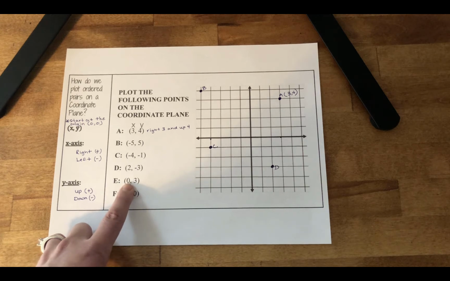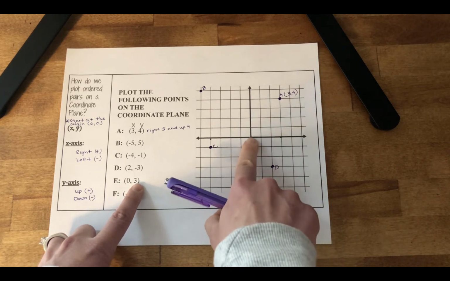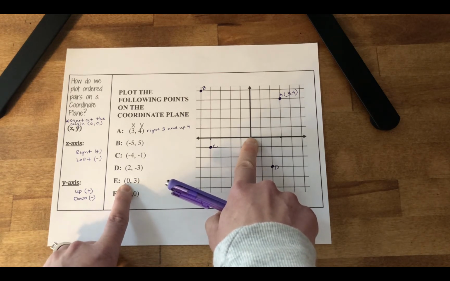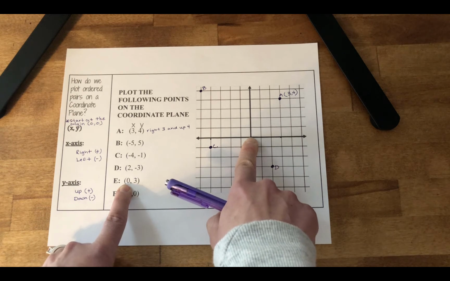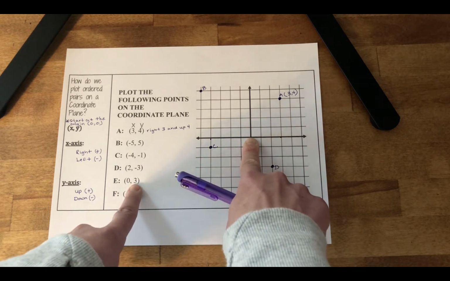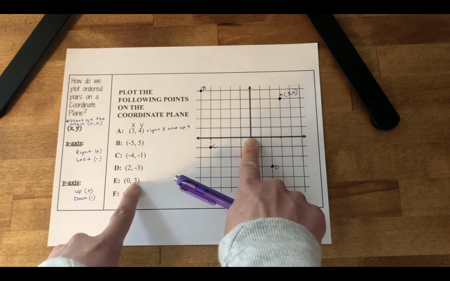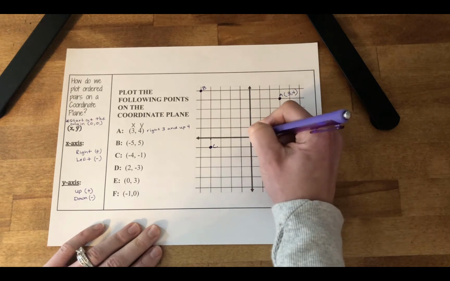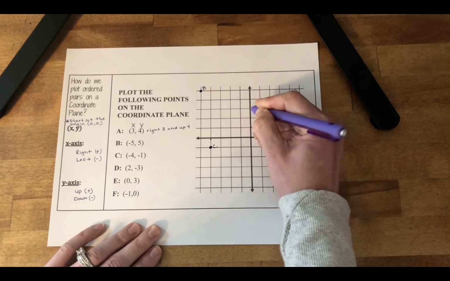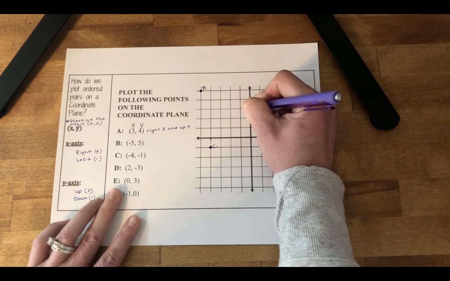Point E, we have the location (0, 3). We always start at the origin. Now my x value is 0, so am I going to move anywhere? No, I'm going to stay right there. Now from there, where my finger is, am I going to go up to find my y value of 3, or am I going to go down? Up, because it's a positive 3. So from here, where x is 0, 1, 2, 3. And that is going to be point E.